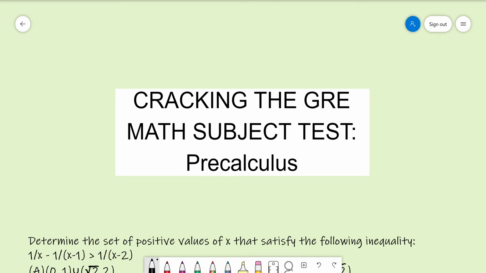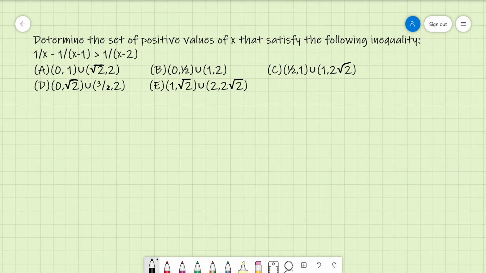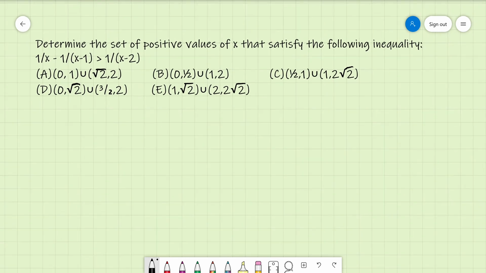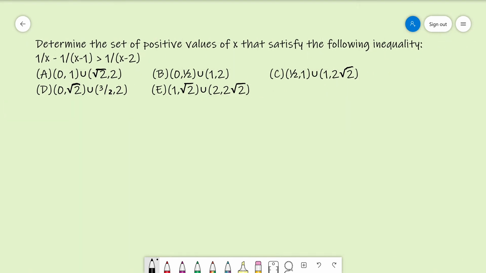This is the second question. This question gives us an inequality, and we're asked to find the set of positive values that satisfy the inequality.